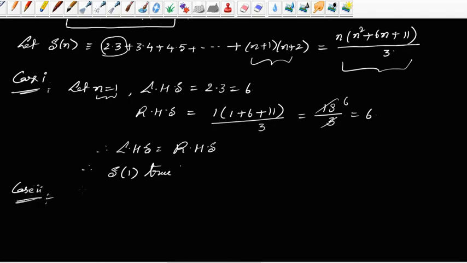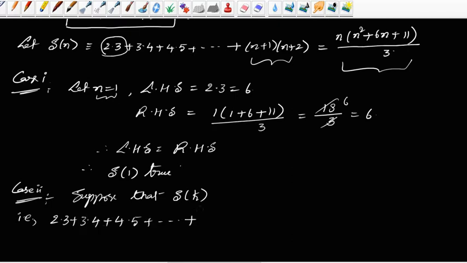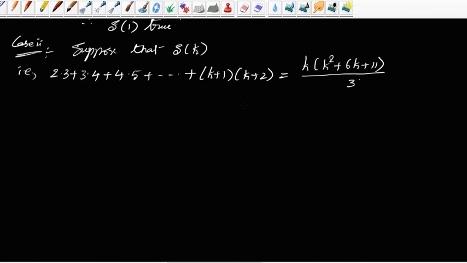Now case 2. What we have to consider? Suppose that the statement is true for n is equal to k. That is, we should write 2 into 3, 3 into 4, plus 4 into 5, plus, and so on, up to the kth term, (k plus 1) into (k plus 2), is equal to k into (k square plus 6k plus 11) by 3. Now adding the (k plus 1)th term.